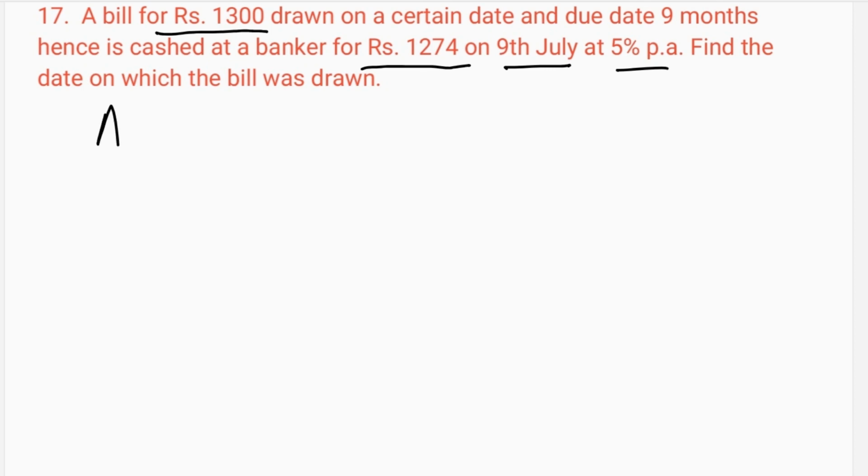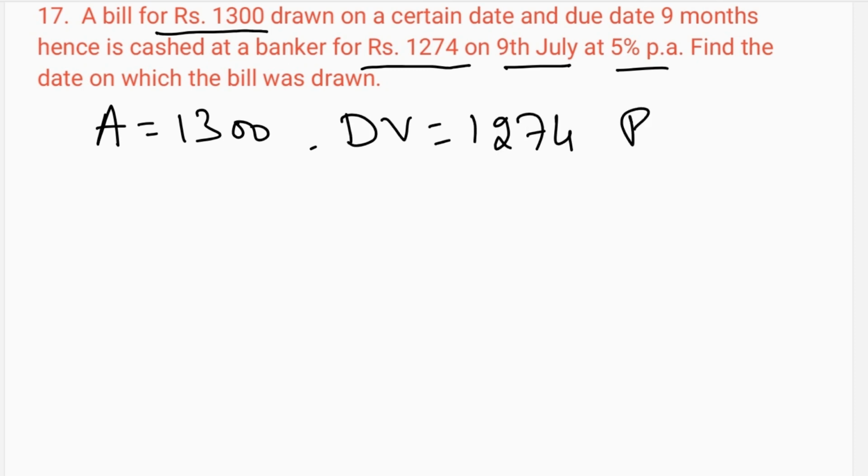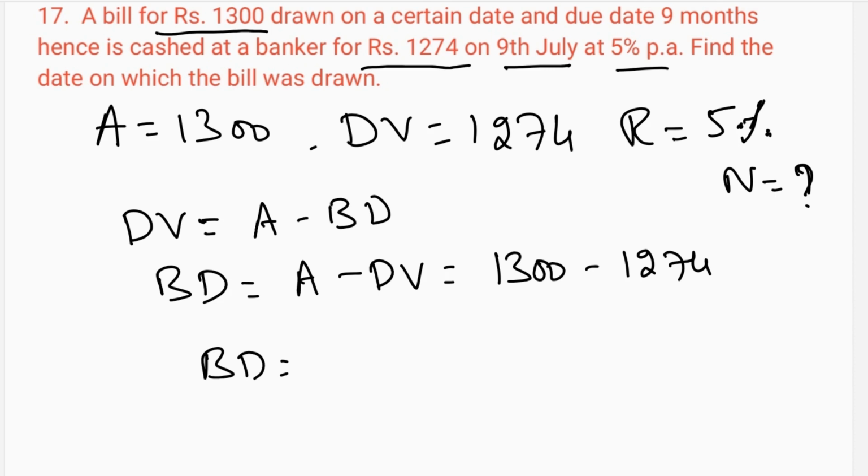So first, a bill for rupees 1,300 which is due for 9 months, and discounted at 1274. So the discounted value is 1274 and the rate of interest is 5% per annum. Using this we need to find out, first, n: for 9th July it was discounted, but for how many days, first we will find out. The same logic we used in the previous problem, we'll use that one. So the discounted value formula is A minus BD. If I send BD to the left side, it becomes plus BD, and DV becomes minus.